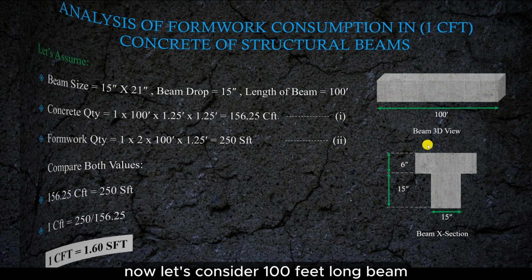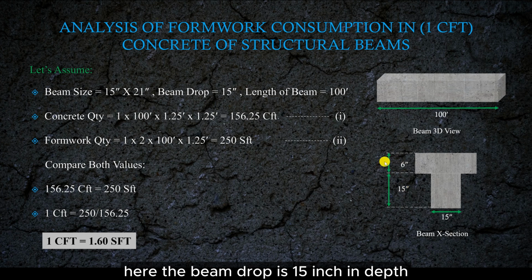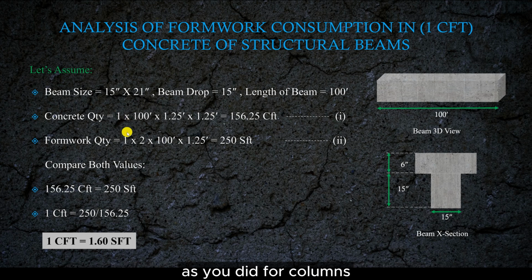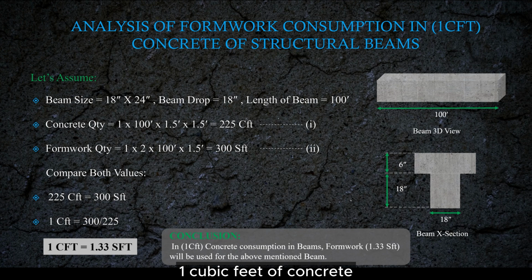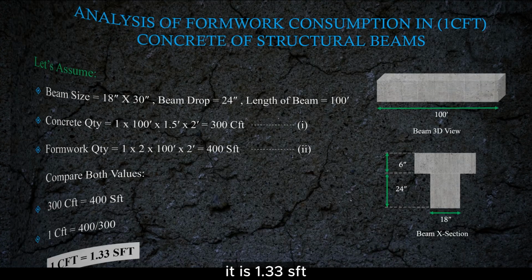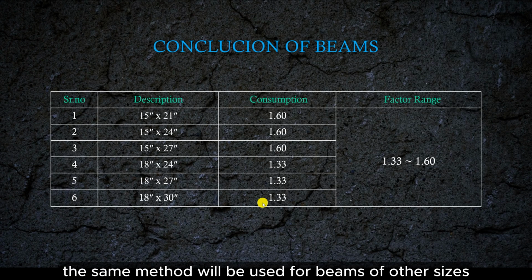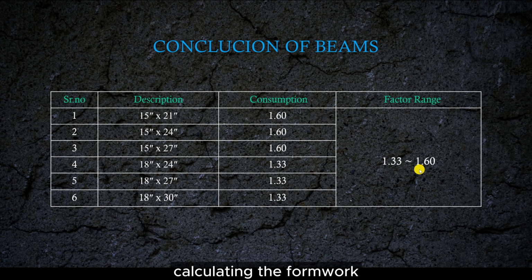Now let's consider a 100 feet long beam with a dimension of 15 inch into 21 inches. Here the beam drop is 15 inch in depth. Calculate the quantity of concrete in the same manner as you did for columns. Compare both values and you will obtain the factor for 1 cubic feet of concrete for this beam. It is 1.33 SFT in 1 cubic feet of concrete. The same method will be used for beams of other sizes. For beams, consider the range from 1.33 to 1.60 for calculating the formwork.